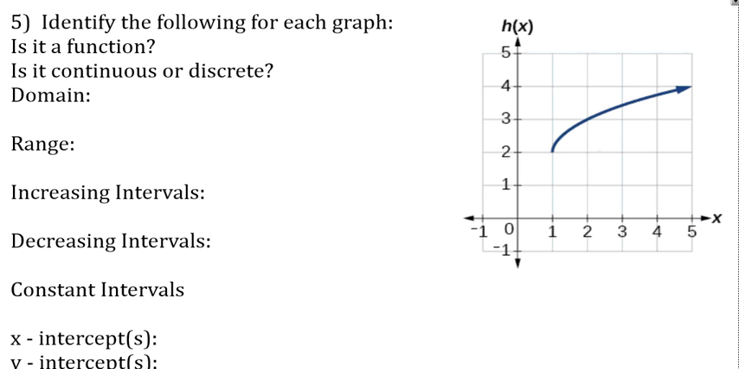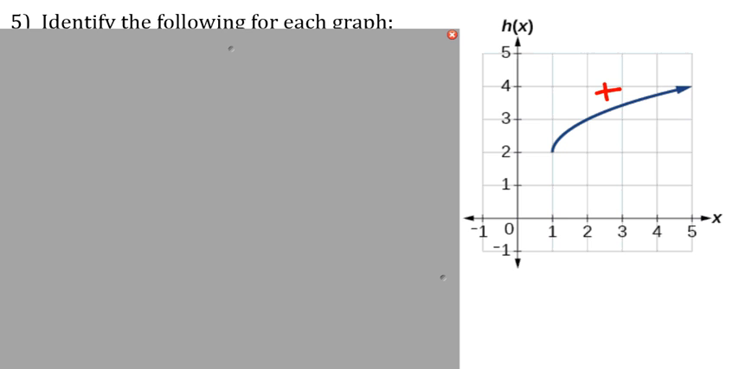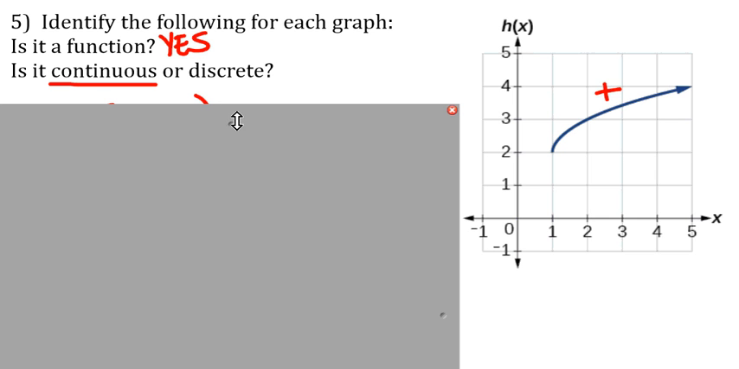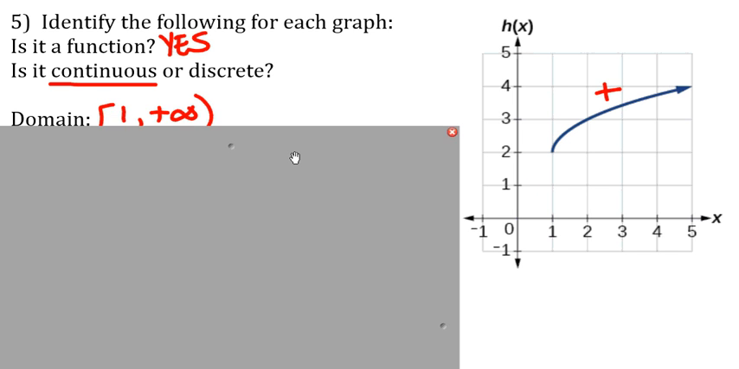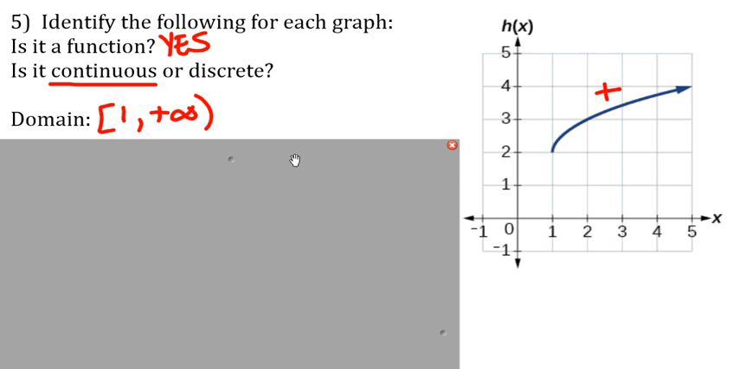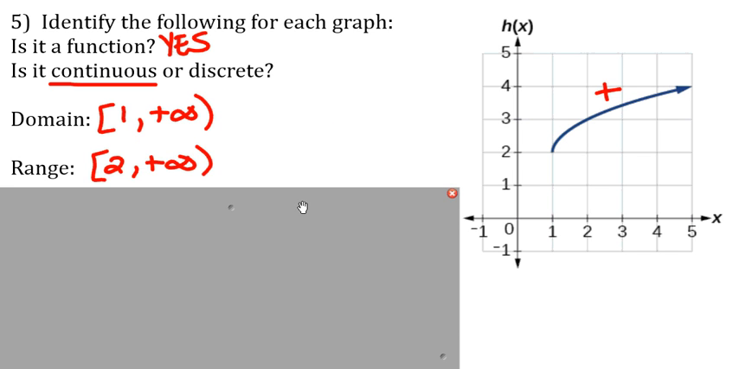All right, here's our next scenario. See if you can answer the questions, and then we'll check. Here we have an increasing continuous function. Our domain begins at 1 and goes to positive infinity, so we have a bracket 1, comma, positive infinity, parenthesis. Range, our lowest output, bracket 2, comma, positive infinity, because it doesn't stop increasing.